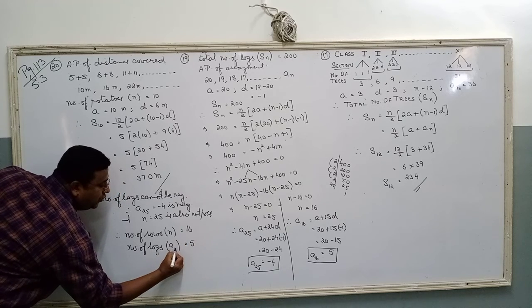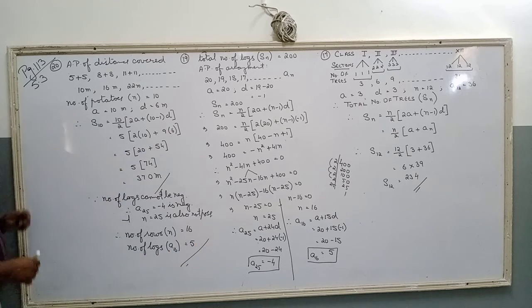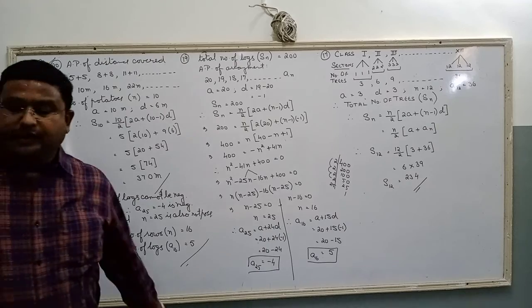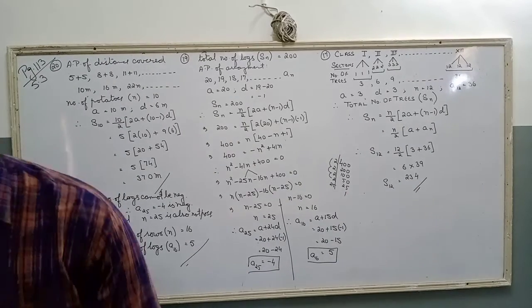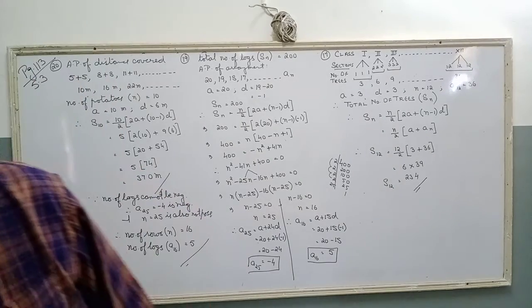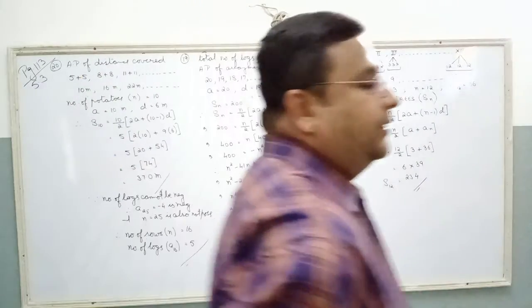That is 16 rows. How many logs are there? 5 logs. Clear? Thank you, students. Please ensure that the spiral question, that question also we can discuss in the next classes. Okay, thank you.